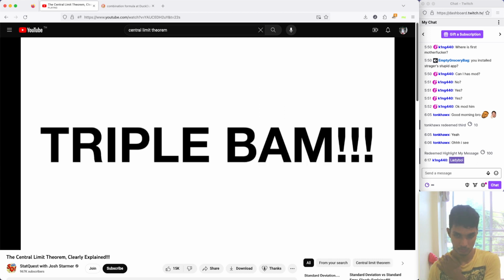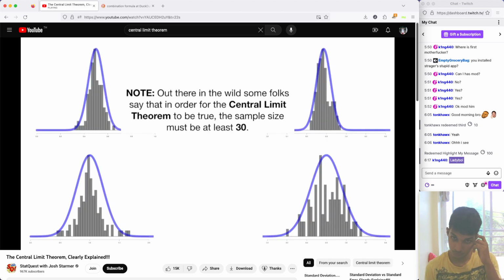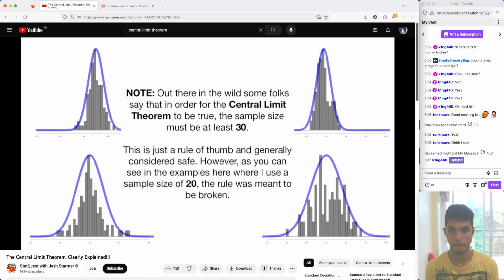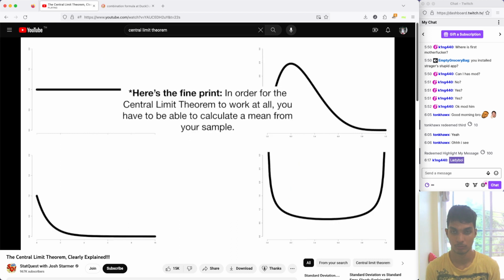Triple bam! Note, out there in the wild, some folks say that in order for the central limit theorem to be true, the sample size must be at least 30. This is just a rule of thumb and generally considered safe. However, as you can see in the examples here where I use a sample size of 20, the rule was meant to be broken. Here's the fine print.